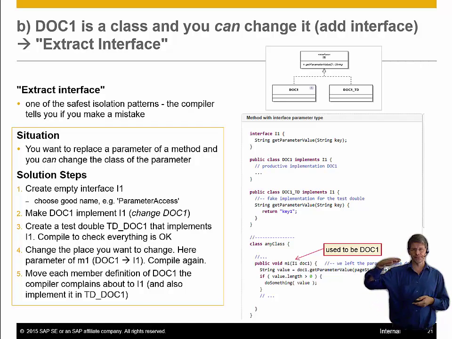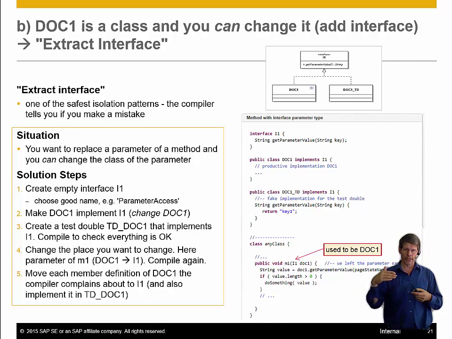The interface has the method. The way how this class, any class, depends on doc1 is encoded in the interface. You see it there. This is what I really need. The one method, getParameterValue. And then the test double just implements that. So now you can stick in either the real doc1 or test double as you want. And then, of course, you can implement all methods that go outside in a different way in the test double.